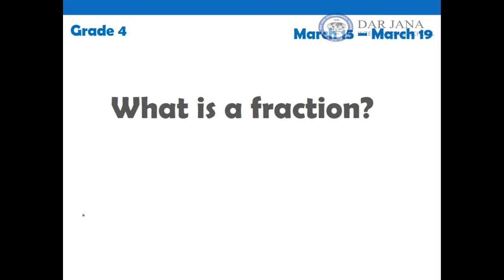This is the second lesson of this week. It's about fractions. It's just an introduction about fractions. What is a fraction? How do we write fractions?